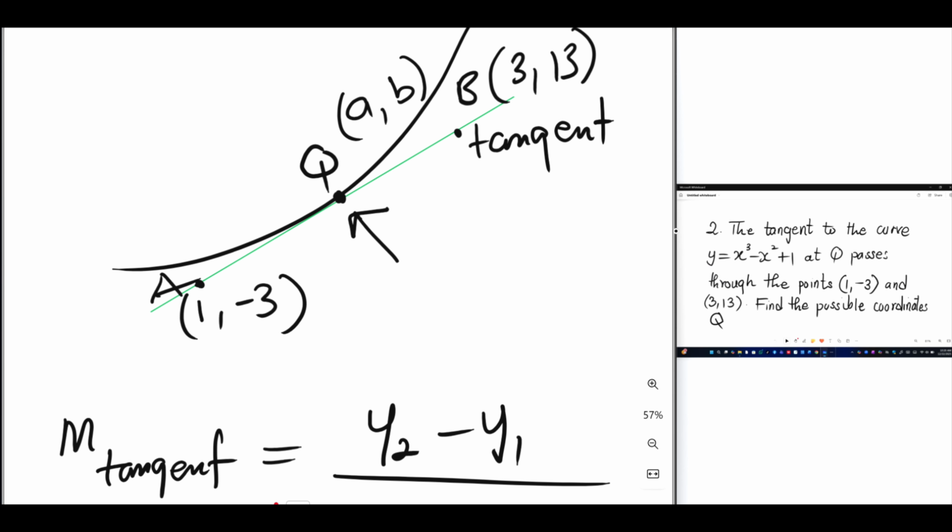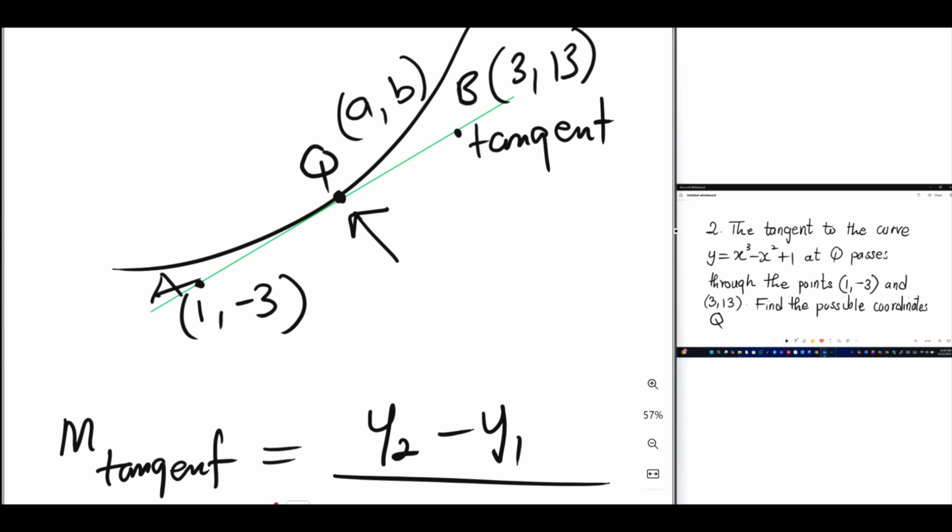All right. Now you have 2 points that the tangent is passing through. There's another part of the question which says that the tangent passes through the point with coordinate 1 and negative 3 and another point with coordinate 3 and 13. So we need to indicate those points on the tangent. Now we also know that a tangent to a given curve has the same gradient as the curve where they touch each other or where they meet. And that is the point where we have the Q.